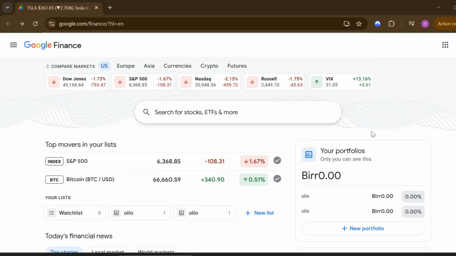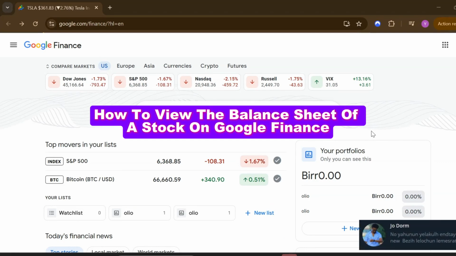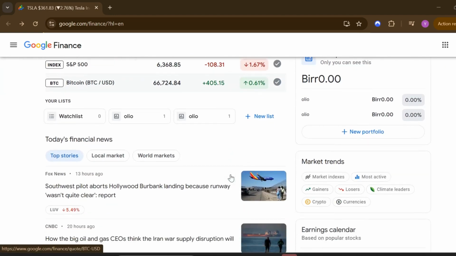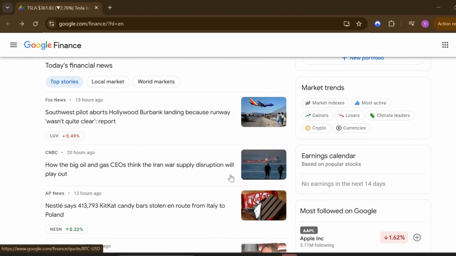In today's video, I'm going to show you how to view the balance sheet of a stock or a company on Google Finance. Understanding a balance sheet is really important because it gives you a snapshot of a company's financial health, showing what it owns, what it owes, and the total shareholder equity. This information is key for investors to make informed decisions about risk, potential growth, and overall company stability.